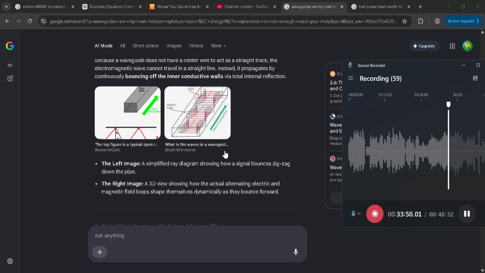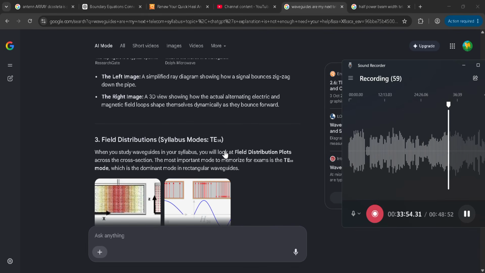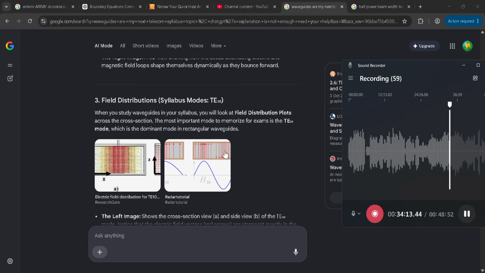Field distribution. When you study waveguides in your syllabus, you will look at field distribution plots across the cross section. The most important mode to memorize, for example, is the TE10 mode, which is the dominant mode in rectangular waveguides. What is a mode?